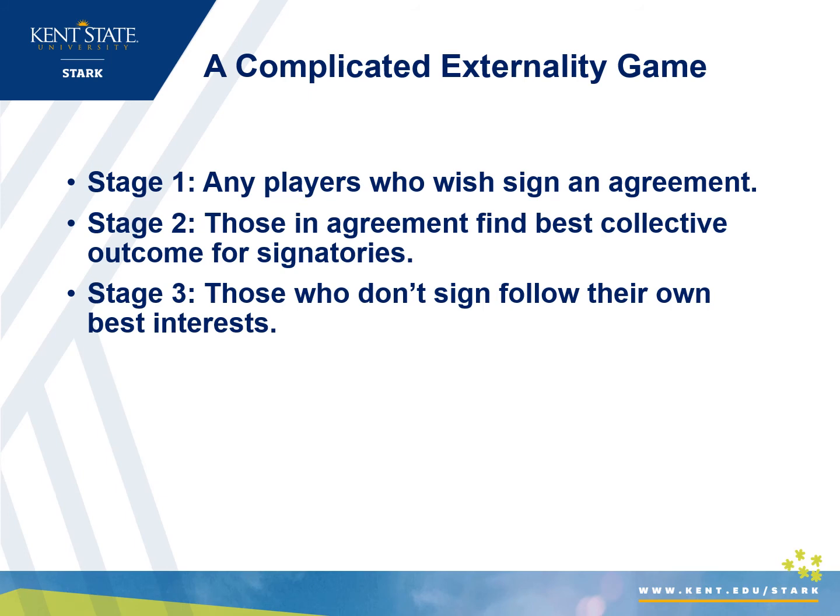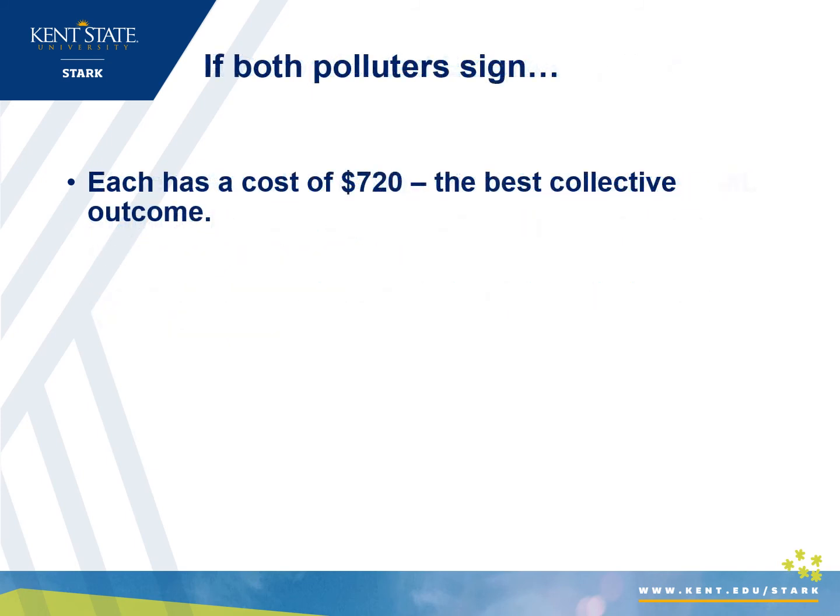Now, an important thing about this is that those inside of the agreement, when they're thinking about stage 2, know what's going to happen in stage 3. That is, those who didn't sign are going to follow their own best interest. So they'll take that into account. So it might be that there's a way that those inside of the agreement can still have an impact on those outside of it.